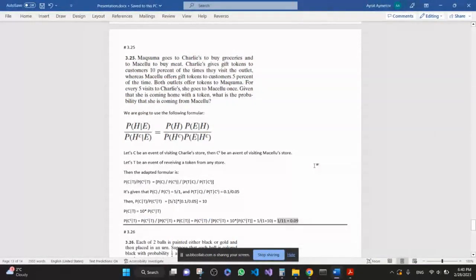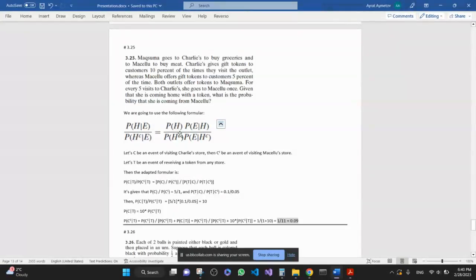Okay, so the question is 25. Maxuma goes to Charlie's to buy groceries and to Marcelo to buy meat. Charlie's gives tokens to customers 10% of the times they visit the outlet, whereas Marcelo gives tokens to customers 5% of the times. Both outlets offer tokens to Maxuma. For every 5 visits to Charlie's, she goes to Marcelo once. Given that she's coming home with a token, what's the probability that she's coming from Marcelo?